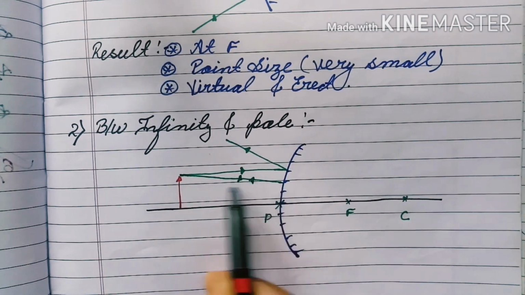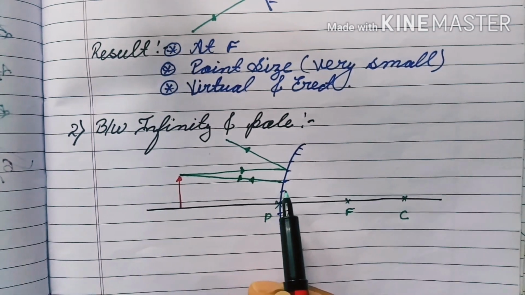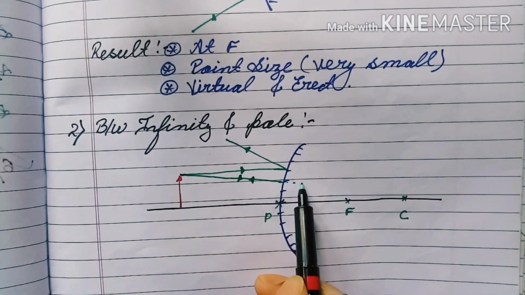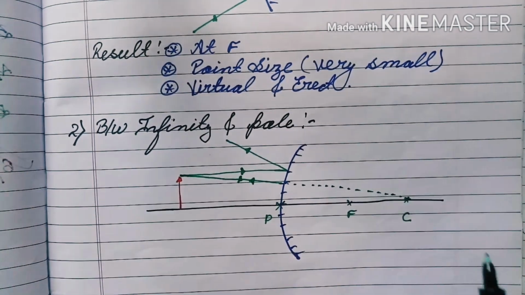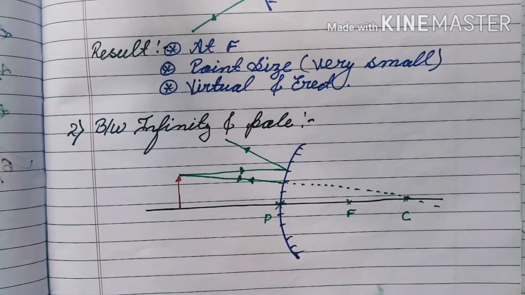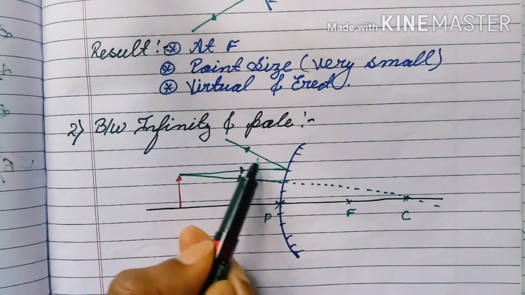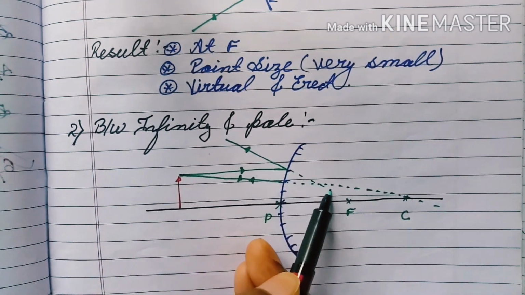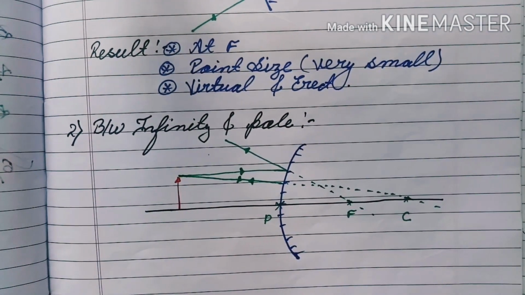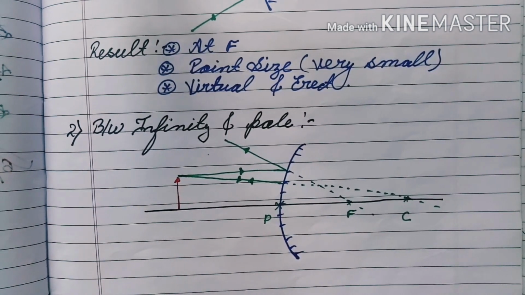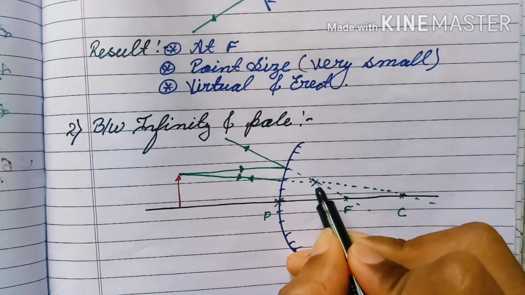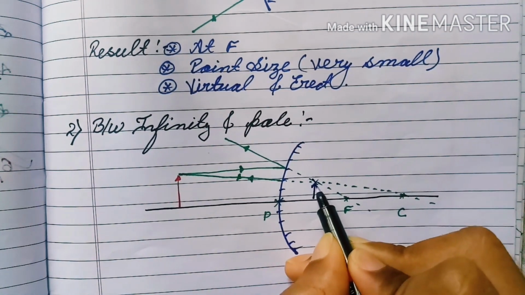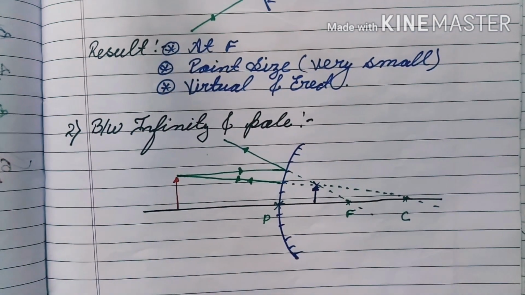And after reflection it retraces its path, because when we further increase this light, it appears like it has come from the center of curvature. And when we increase this incident light, then this light looks like it comes from the focus of the mirror. Then these both light rays intersect each other at this point and the image of this object is formed here.